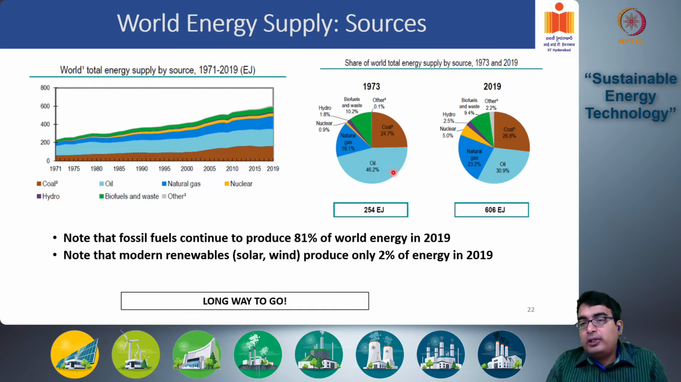So oil, petroleum, was 46% of the total energy being produced in 1973. This has decreased significantly by 16%. So the total energy production from oil has come down to around 31%. So oil's contribution to energy production has decreased.